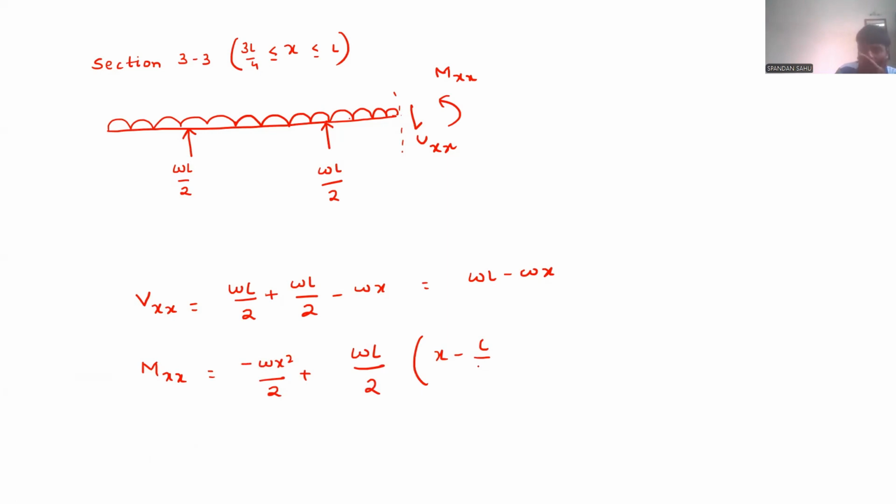Now do the same part. Substitute the lower bound and the upper limit in both the equations and find out the values of Vxx at x equal to 3L by 4 and Mxx at x equal to 3L by 4. Similarly, at x equal to L, the Vxx value and Mxx value respectively. Do that. After that, we will plot the SFD and BMD and we will check how the curvature is coming. Okay.